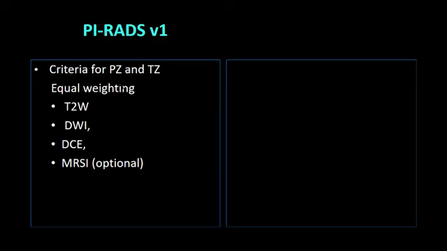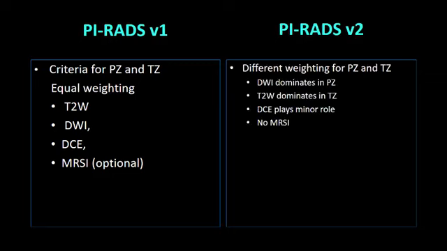So the criteria in PI-RADS 1 was equal weighting in all, and then of course in version 2, there's a difference in where the lesion is located. It's all real estate, right? So location is important: diffusion dominates in the peripheral zone, T2 dominates in the transition zone, and here the DCE plays a minor role, but I will show you that the minor role is not just for name. It's actually fairly useful, not just for the upgrading, but I'll show you why.